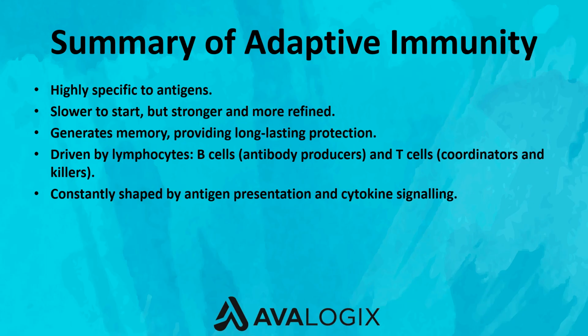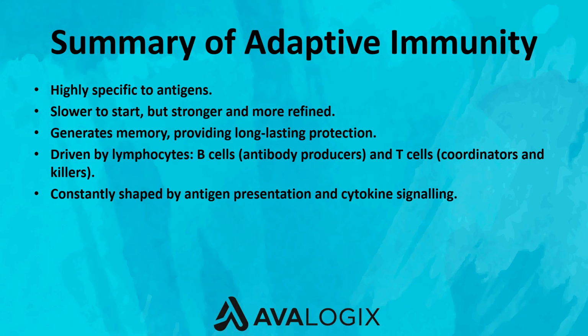One of its most incredible strengths is its ability to recognize and respond to almost any antigen. How? Through a process called somatic recombination, or V-D-J recombination. B and T cells rearrange their DNA to create unique antigen receptors. This gives rise to an enormous diversity, literally millions of different receptor types. So even if your immune system has never seen a particular pathogen before, odds are some B or T cell exists that can recognize it.